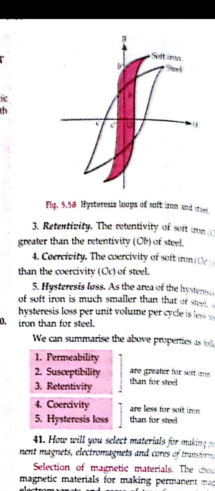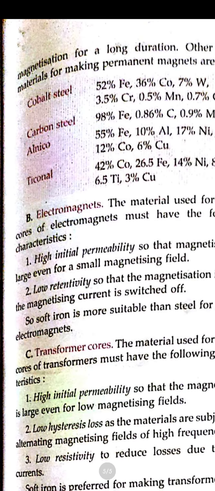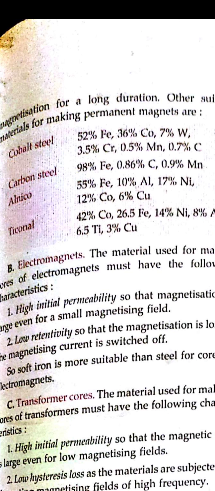And about high permeability, soft iron is favored, we know, but steel has much higher coercivity than soft iron. We know that the magnetization of steel cannot be easily destroyed, so once it is magnetized, it will be retained for a long period, right? So it will be used for making permanent magnets. Here you can see alnico and steel are used for permanent magnets.